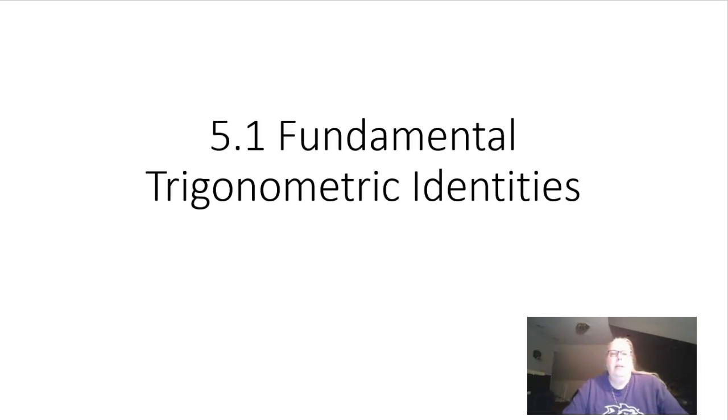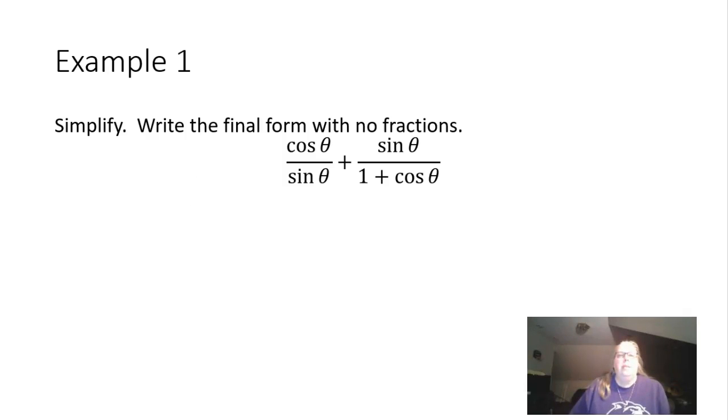The examples in this lesson go with section 5.1, Fundamental Trigonometric Identities. Example 1, simplify. Write the final form with no fractions. Cosine theta over sine theta plus sine theta over 1 plus the cosine of theta.